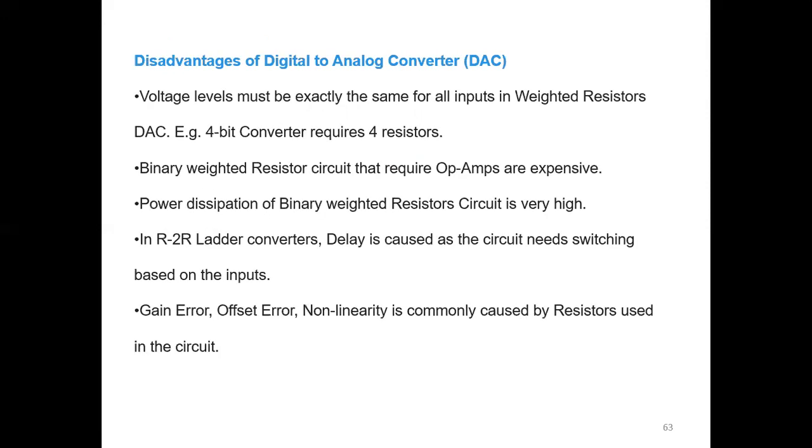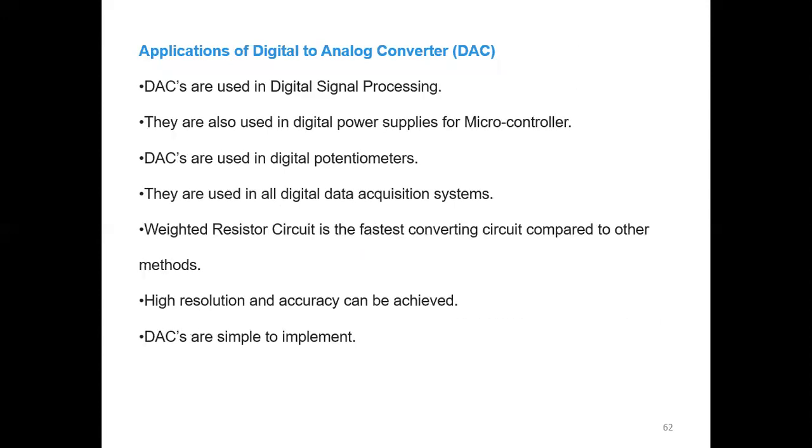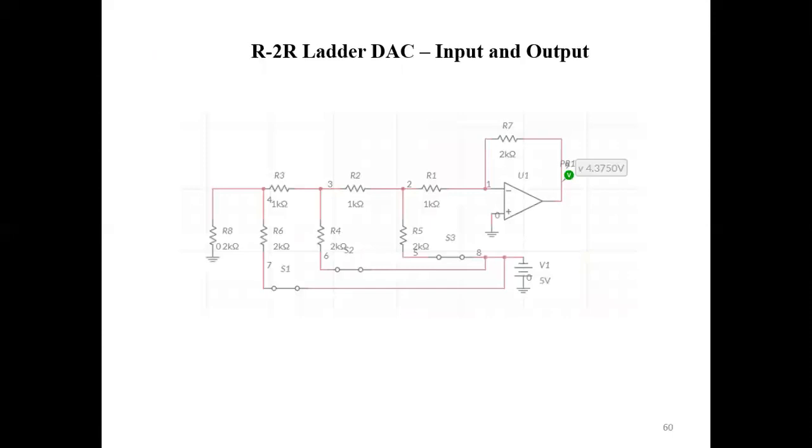Now, the disadvantages of digital to analog converters. The voltage level must be exactly the same for all inputs in a weighted resistor DAC. Binary weighted resistor circuits that require op-amps are expensive. The power dissipation of a binary weighted resistor circuit is very high. In R2R ladder converters, delay is caused as the circuit needs switching based on the input. Gain error, offset error and nonlinear delay are commonly caused by the resistors in the circuit. So this is the concept of the types of DAC.